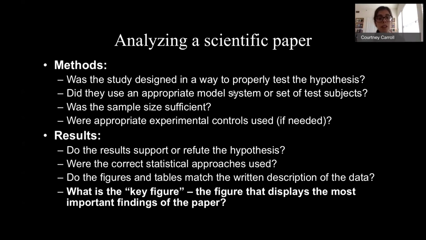For the methods, you want to make sure that the studies are designed to test the appropriate hypothesis. Was the model system correct? Was the sample size sufficient? Do the experiments have appropriate controls? This is always something that I look for. I want to see a negative control, and I want to try and see if there was a possible positive control. There isn't always, but is it possible? Could I think of one? Did they use it?